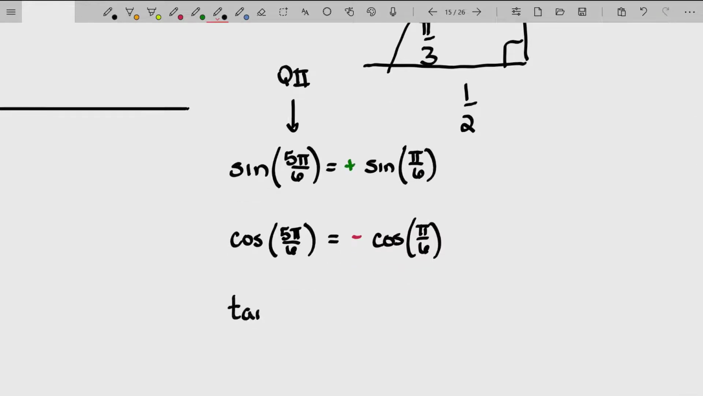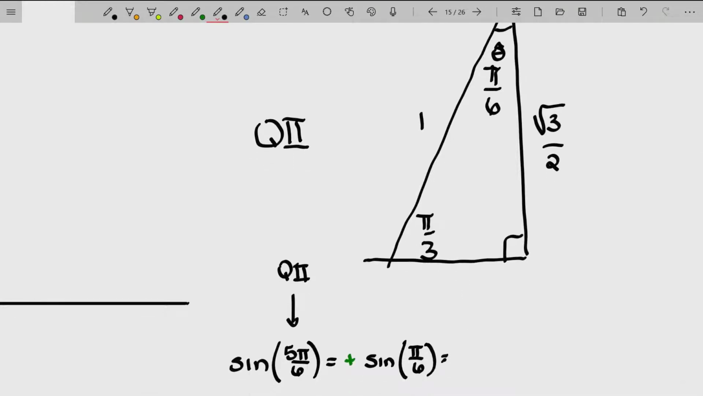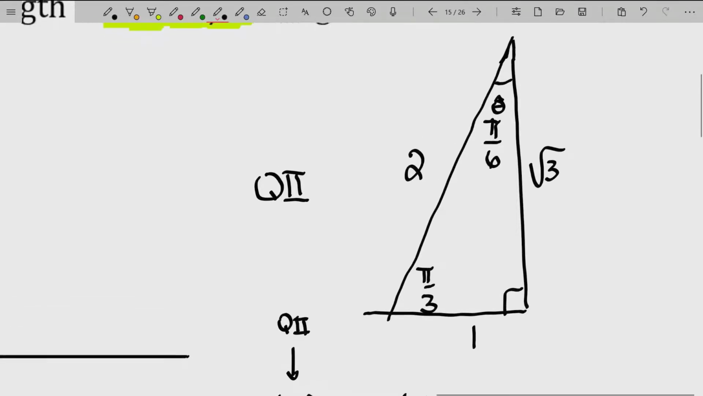And tangent of 5 pi over 6. Well, again, we are in quadrant 2, and the only two trig functions that are positive in quadrant 2 are sine and cosecant. So tangent will be negative in quadrant 2, and it'll be the negative tangent of the reference angle, pi over 6. And then I can just use my right triangle trigonometry, and I don't even have to actually solve that. I could use my standard right triangle if I want to. This is the one I like to use, 1, 2, root 3.